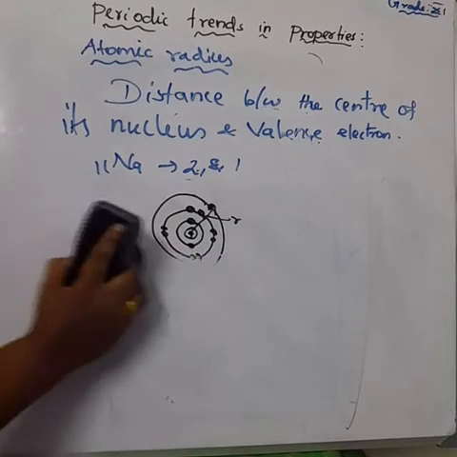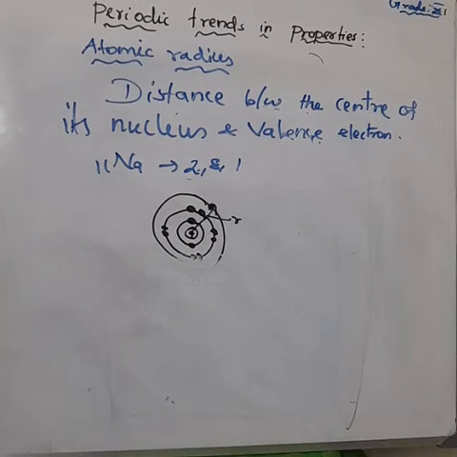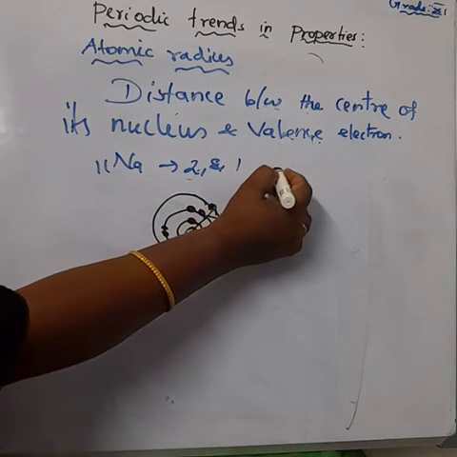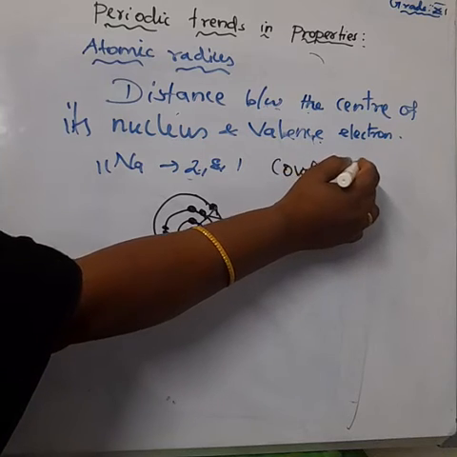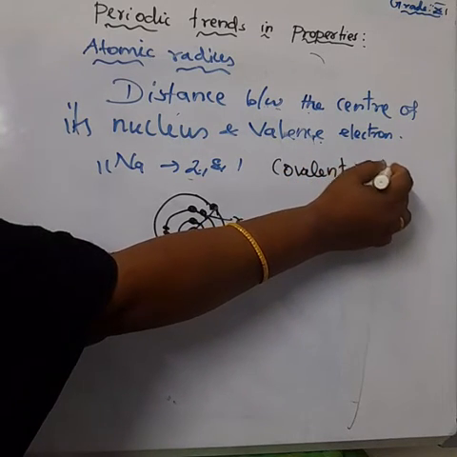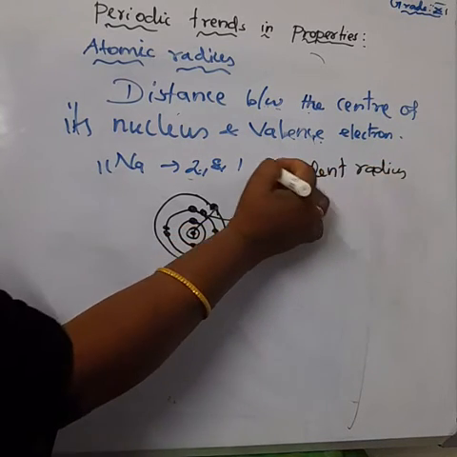Usually, atomic radius is referred to as covalent radius or metallic radius. What do you mean by covalent radius?